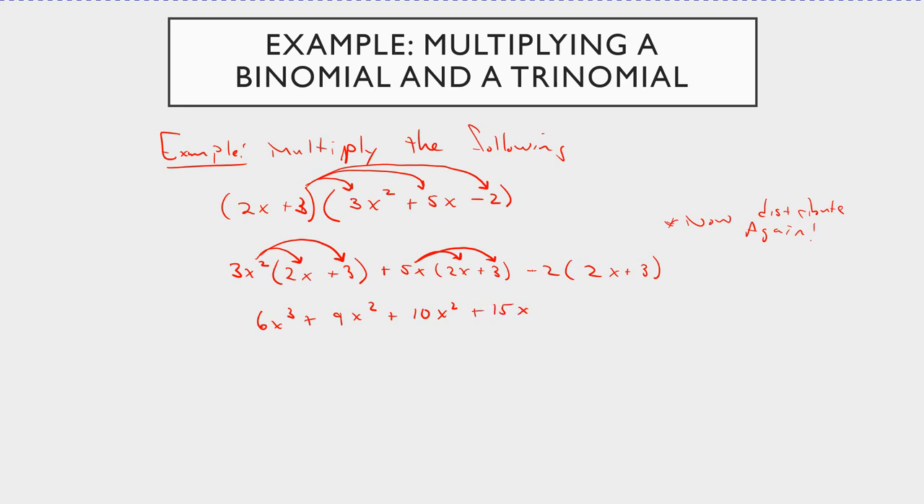Now minus 2. Now don't forget this negative with it, okay? So minus 2 times 2 gets me minus 4x, because I have that x there. And then minus 2 times 3 gets me minus 6. Now combine like terms.